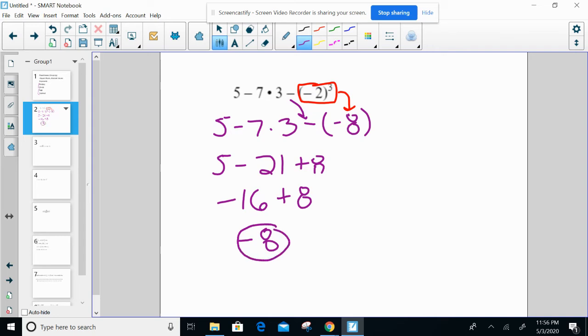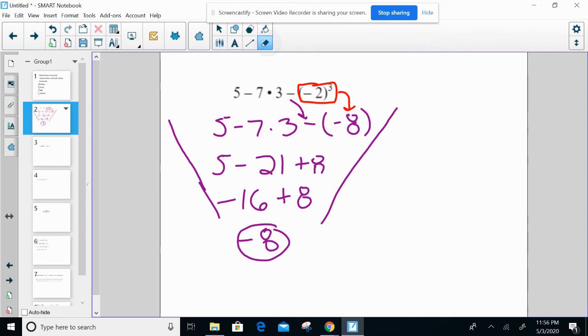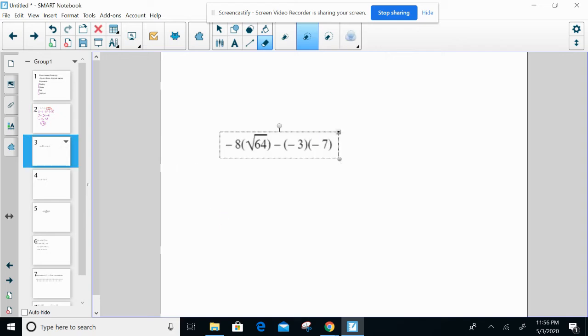You can circle your answer, you can box it, you don't have to. One thing you'll notice is that all of your problems are going to kind of come down like this. So that's going to be an easy way to tell that you're doing it correctly, because things are simplifying and you end up with one answer. It kind of goes down like a cone. All right, next one.